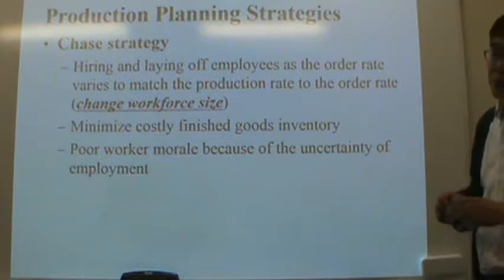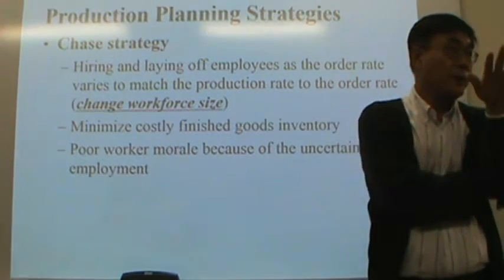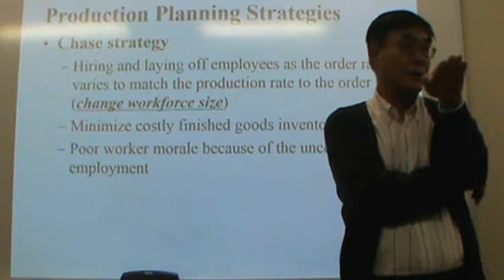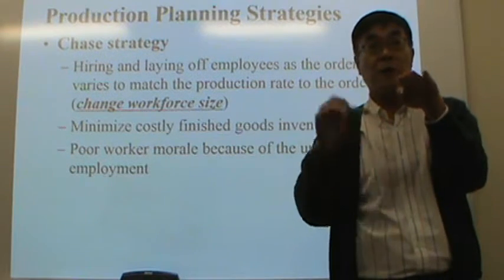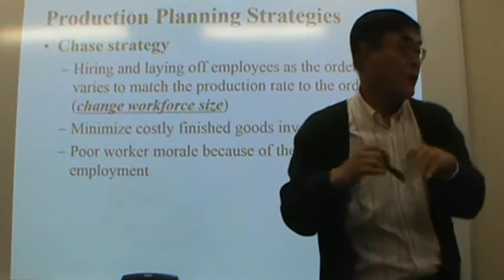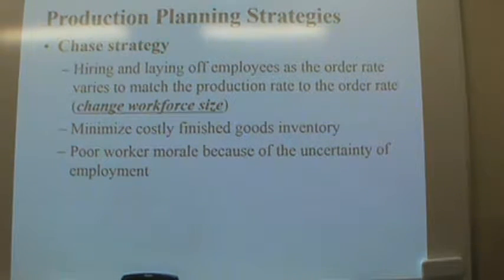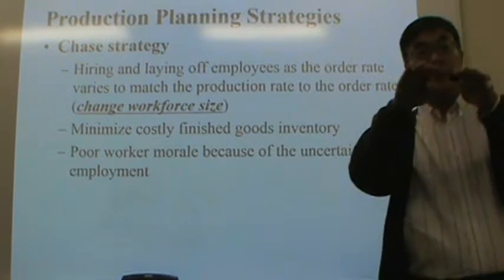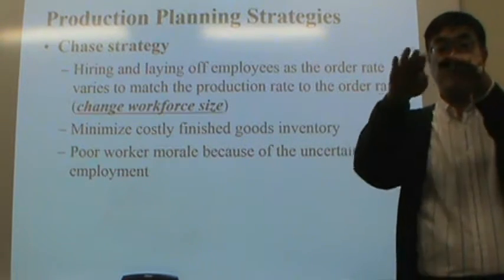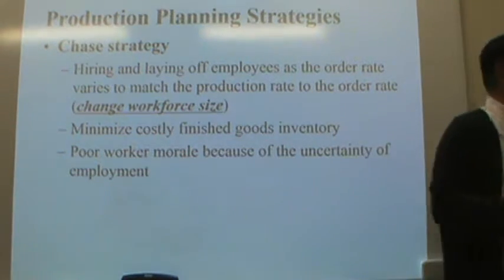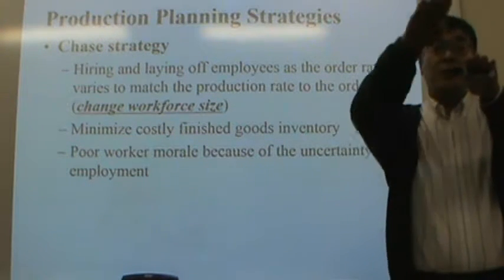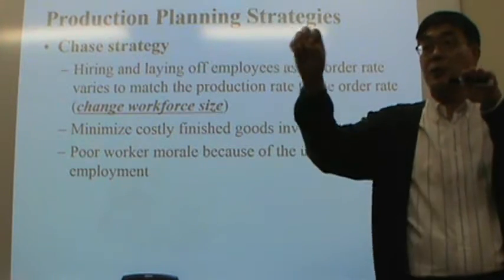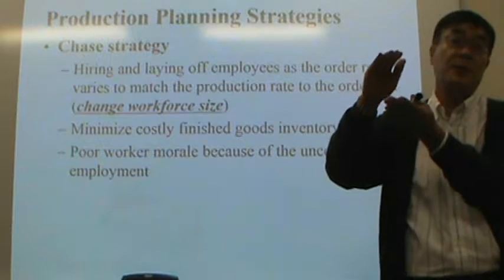And production planning strategies. If we have a certain level of capacity, then demand is increased or demand decreased. How can we deal with that change? First one is chase strategy, hiring and laying off. Increase demand, hire more people. Decrease, then just fire. Advantage, minimize costly finished goods inventory. Change workforce level just to match that demand. Then inventory level is minimized, right?